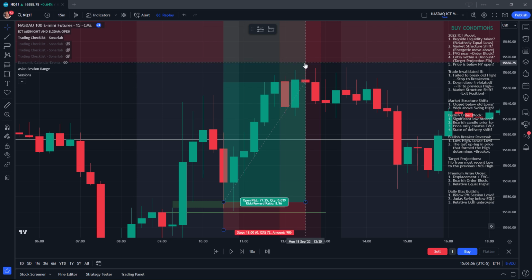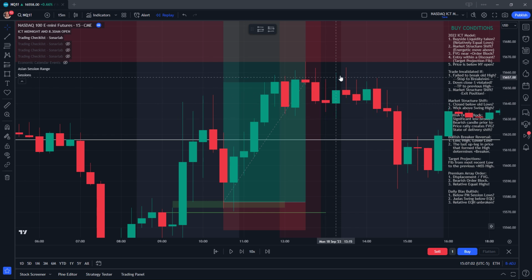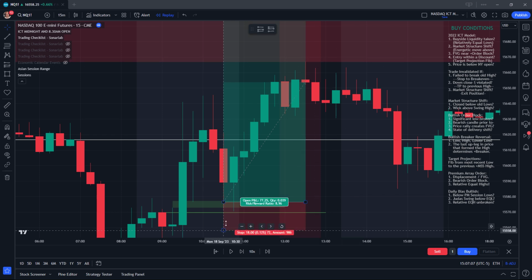So we get a swing high here. Then it starts to slow down into the lunch session. But we're still holding out hope that price is going to make another push, and it does. It makes another swing high, but it's lower than that swing high. So now we have to move our stop loss to break even.